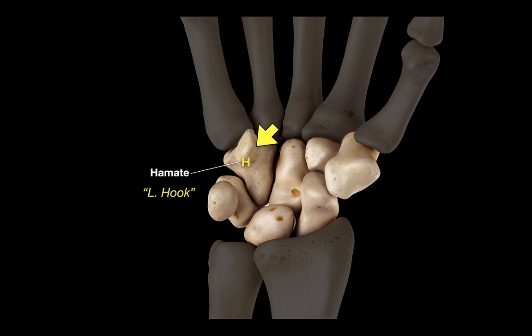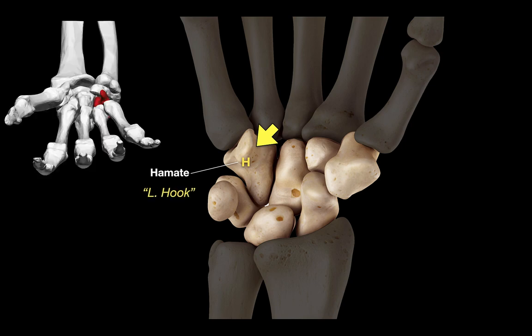And hamate is Latin for hook, because if we take a look at the hamate bone here in red, you see this little hook come up. It's called the hamulus, which also means hook, so it's like the hook on the hook.